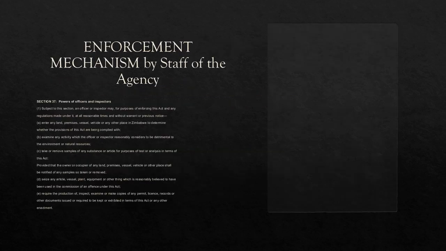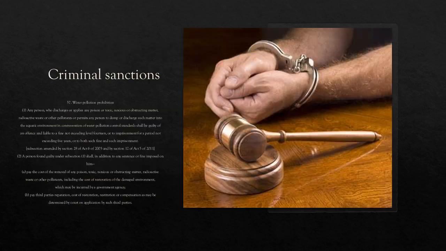As we continue, the enforcement mechanism with the staff of the agency, what is their role? We see their role in section 37, the powers that they have been given. The different powers are to ensure that there is enforcement of EMA. So read up on those powers in section 37 of the Act.